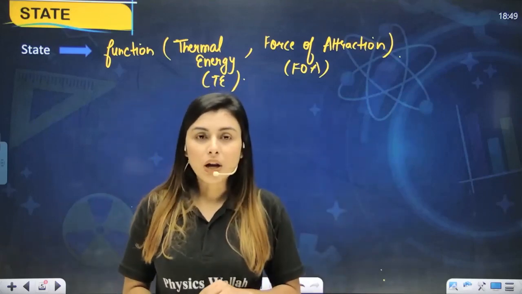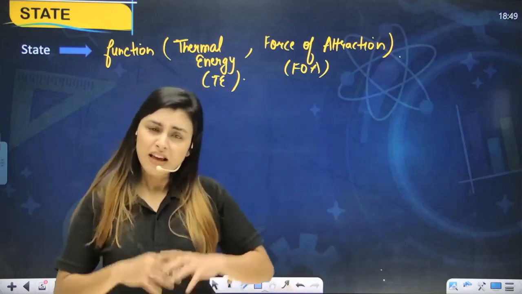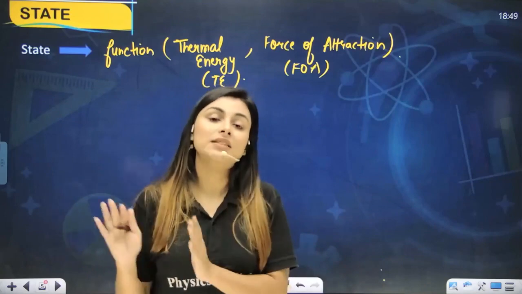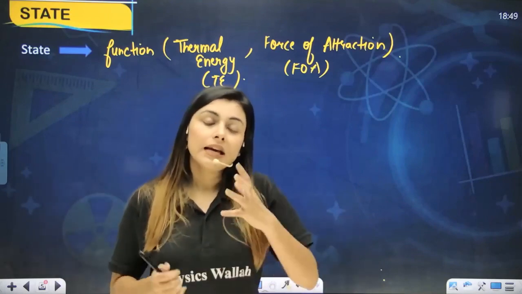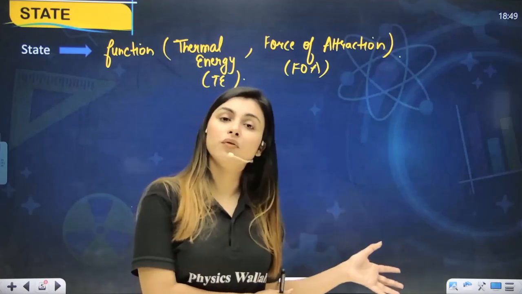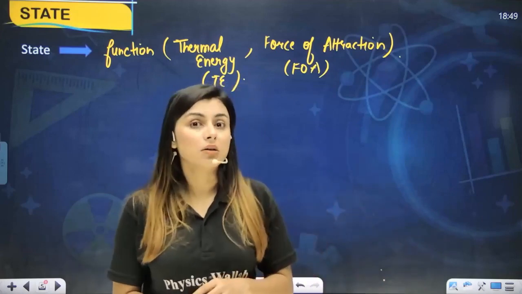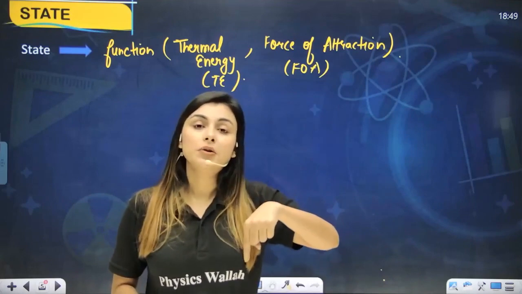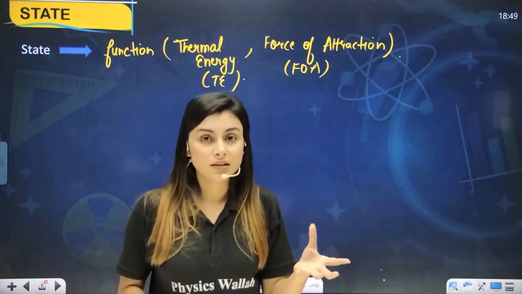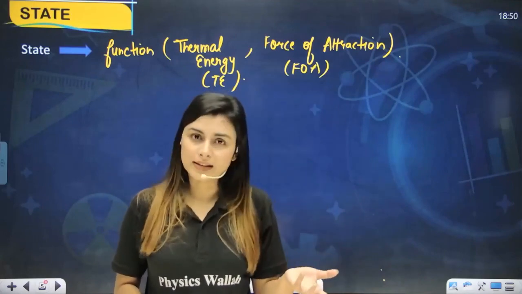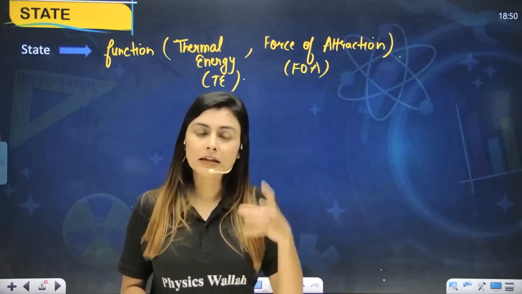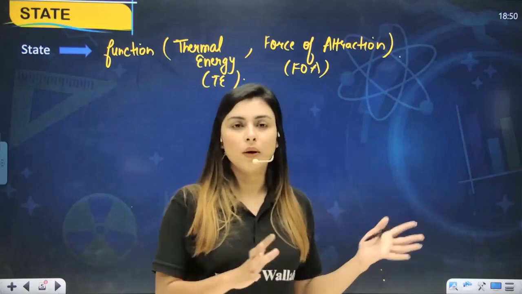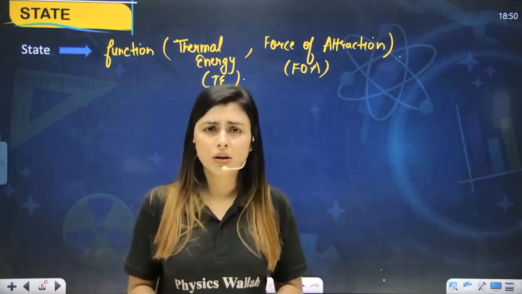So now let's understand this. Every molecule has both of these energies present. In some molecules, one particular form of energy dominates over the other. And since one form dominates over the other, that determines whether a molecule will exist as a solid or a liquid or a gas. I hope this is crystal clear. Now let's discuss why a particular thing is a solid and why a particular thing is gaseous or liquid state.